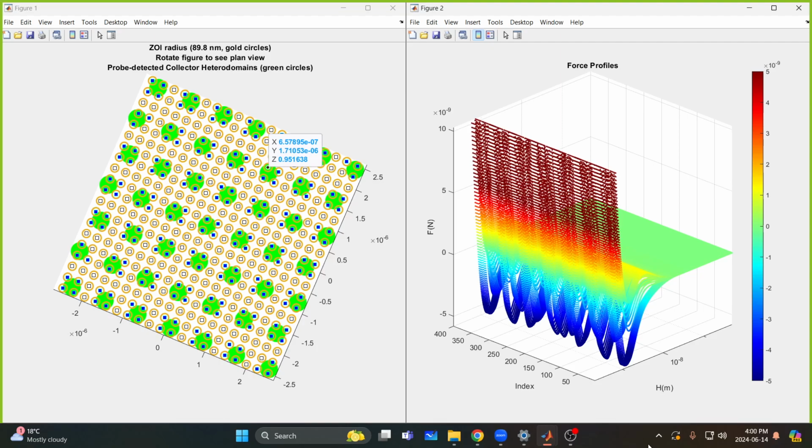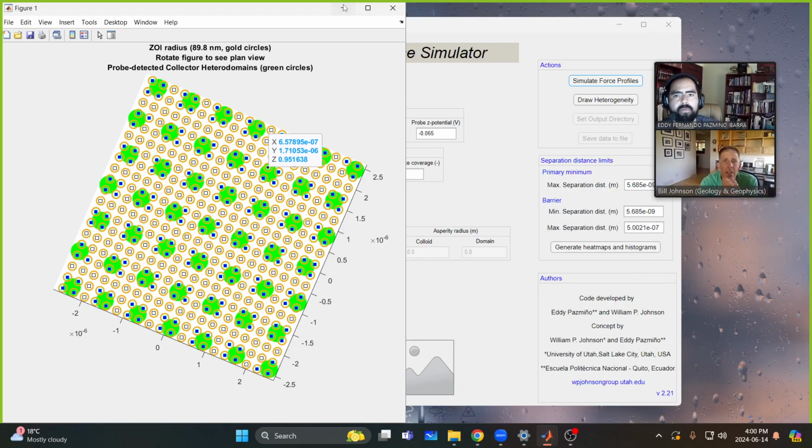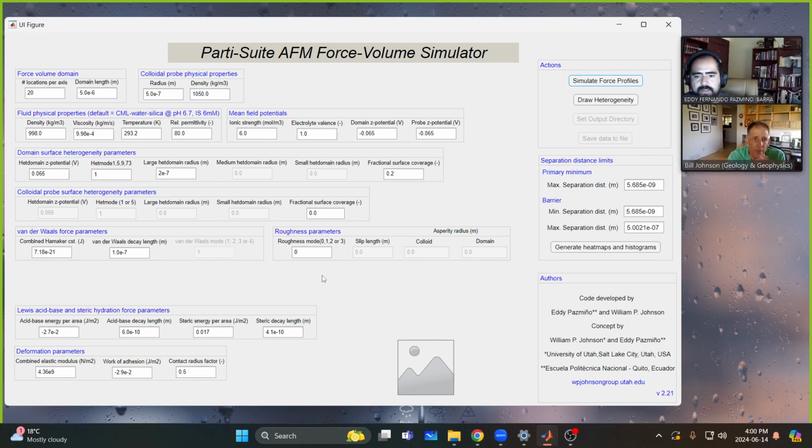Now, one thing, Eddie, I want to mention that I forgot, we don't actually have it on our list of topics, is if you go back to the input page, we've got roughness on there too. We can introduce nanoscale roughness. And there are different roughness modes where you have a rough domain or a rough probe or both. Domains one, two, roughness models one, two, or three.